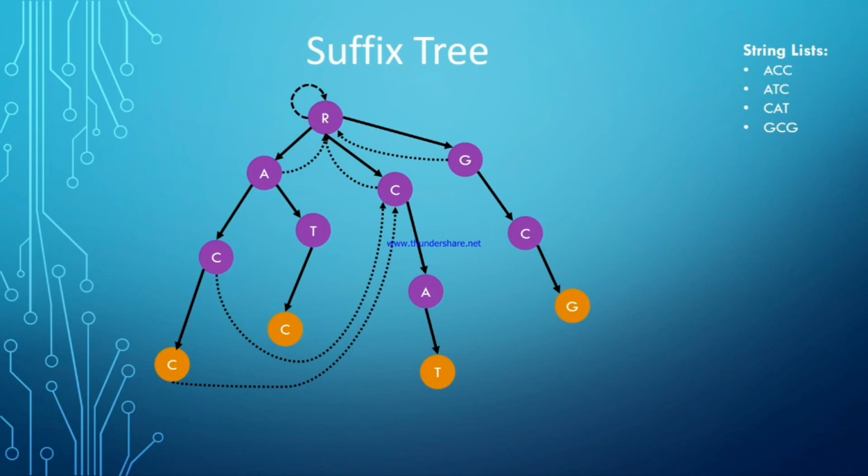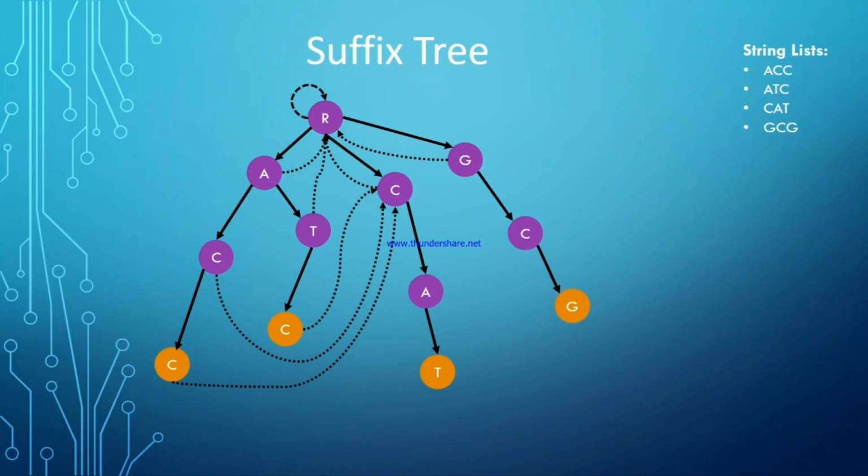Move on to the T. T will search: is there any T which is connected to the root? No, there isn't. So T will connect directly to the root. Now move on to the C. C will work the same as before. My second string is also done. Move on to the third string, which is C, A, T. C is already connected to the root.